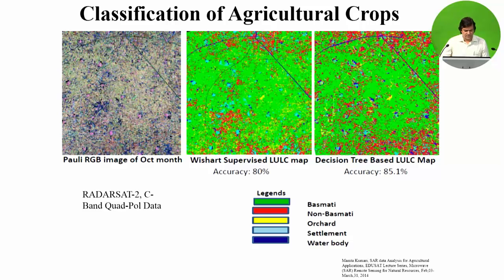Now the first image is the Pauli false color composite image. This was generated from the RADARSAT-2 quad-pol data set for the October month. So here in this imagery the pink color is representing very high scattering, a high amount of scattering. Generally this is caused by double bounce scatter, so a very high amount of scattering is obtained from these objects.